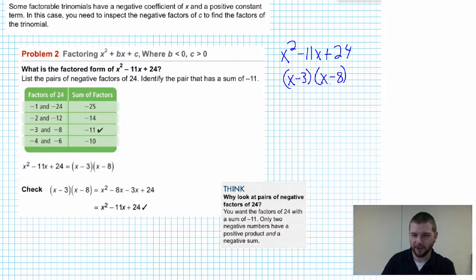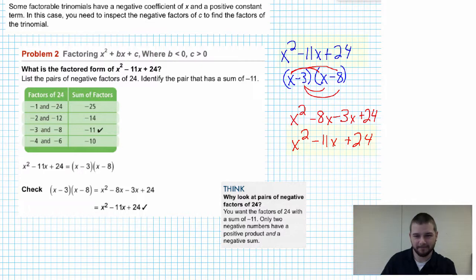We'd found two binomials, and we think that when we multiply these using FOIL, we'll arrive back at the original trinomial. Let's find out. First, outer, inner, last. I see a match. I see a match. Therefore, we've checked our answer, and it works.